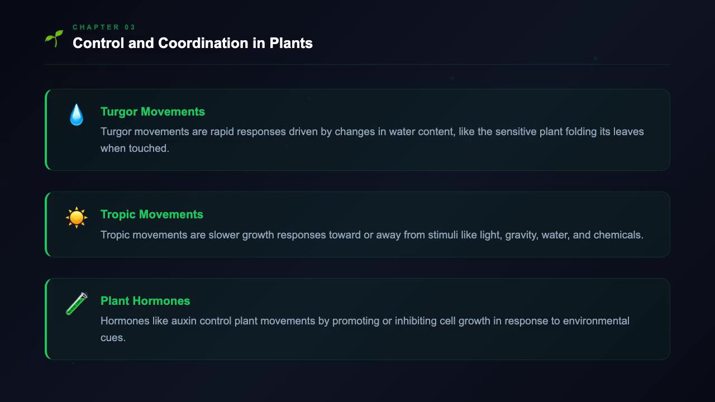They include phototropism, geotropism, hydrotropism, and chemotropism. These movements help plants grow towards or away from stimuli, like light, gravity, water, and chemicals. Plant hormones like auxin control these movements, promoting cell growth and responding to environmental cues. Different hormones have different effects, such as promoting cell division or inhibiting growth.